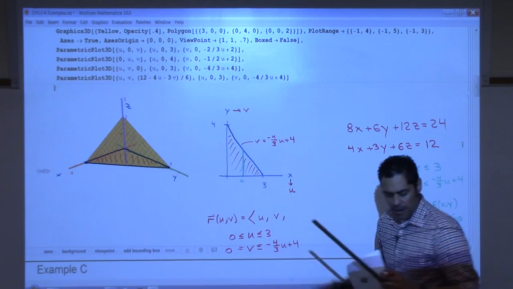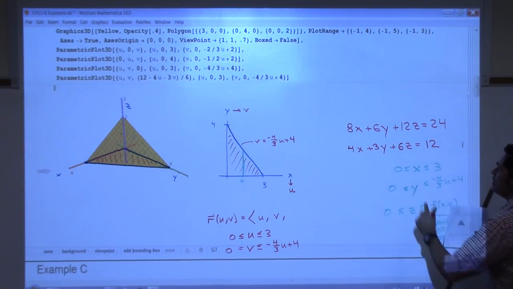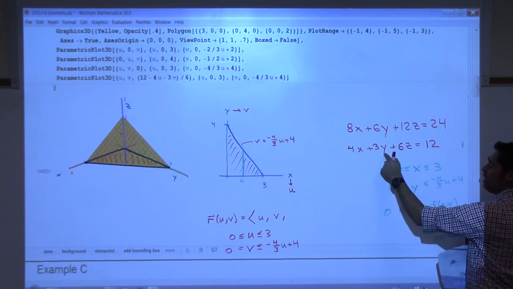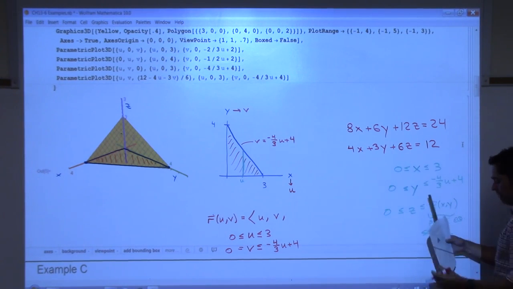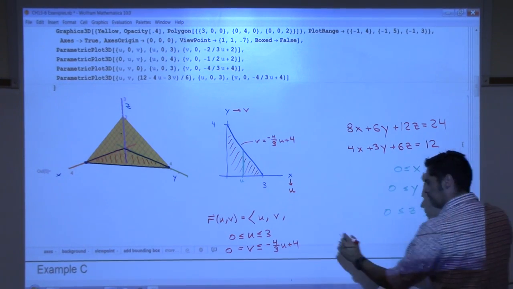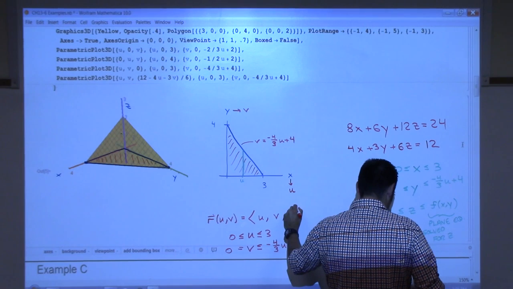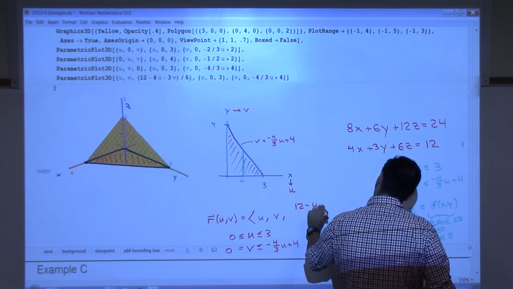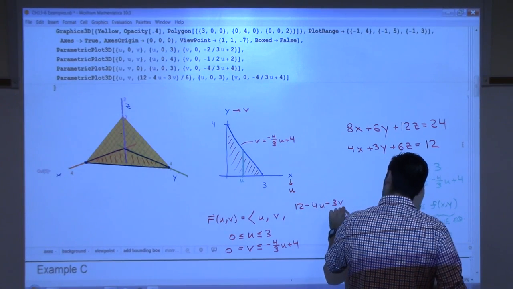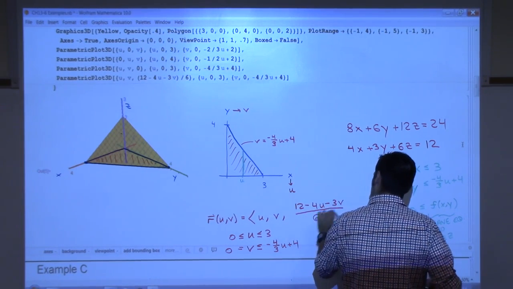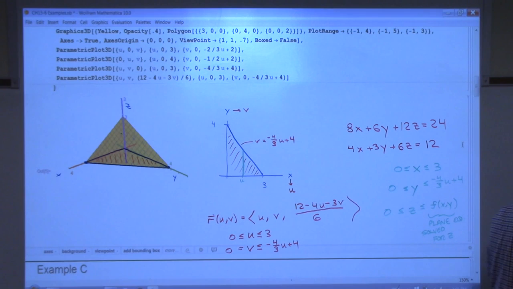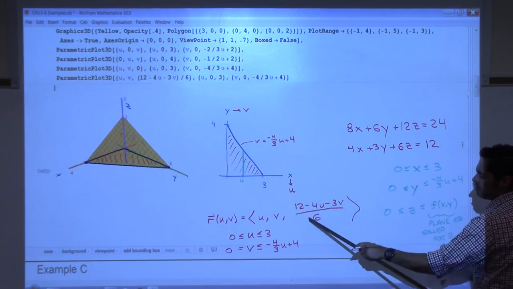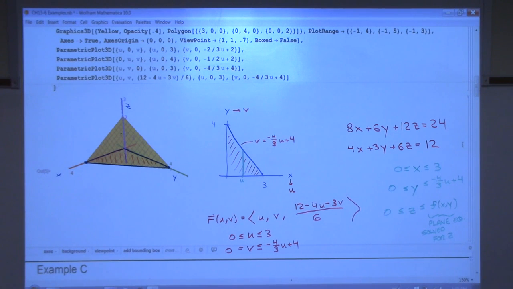All right. So here I'm going to solve this for z, and replace x and y with u and v, right? So I got, I left it as like this: 12 minus 4u minus 3v over 6. And of course, you could split that up and do 12 over 6 is 2, and then fractions.